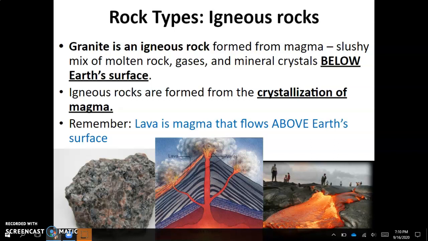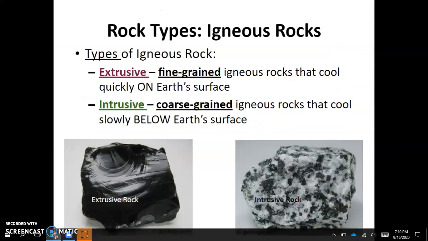Just a reminder too, lava is magma that flows above Earth's surface. So if we're talking about magma, it's below, and if we're talking about lava, it's above. There are two types of igneous rocks we need to know about. The first is extrusive. Extrusive igneous rocks are fine-grained, and they cool quickly on the Earth's surface. If you think about extrusive, ex, outer, so these are cooling on the surface. Intrusive rock tends to be coarse-grained igneous rock that cools slowly below the Earth's surface.